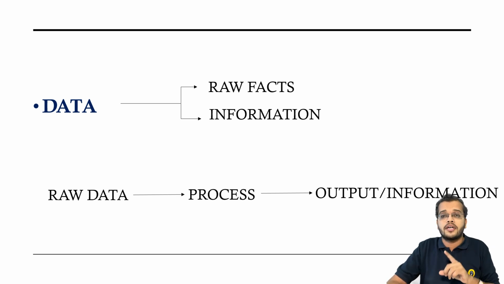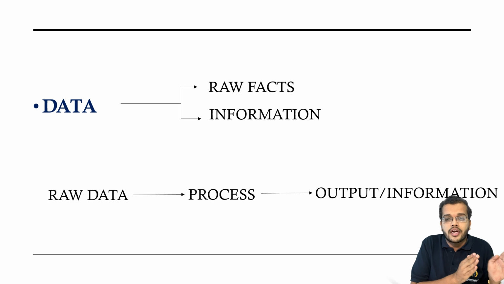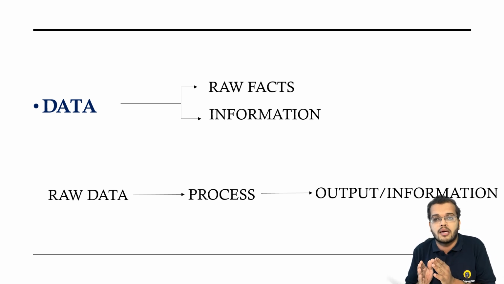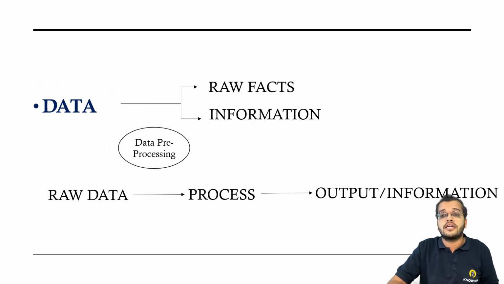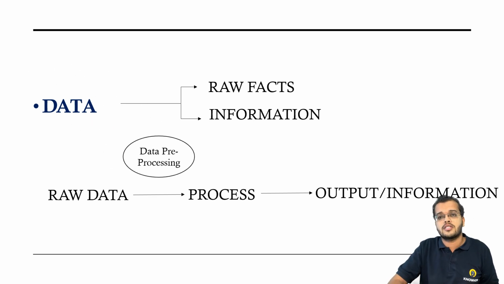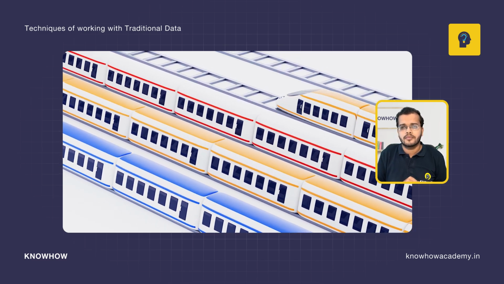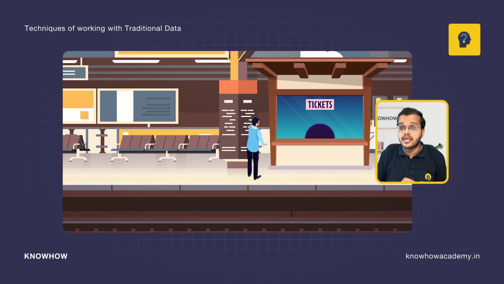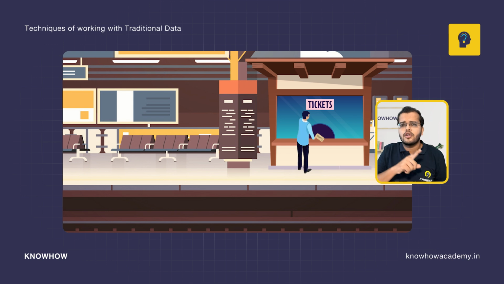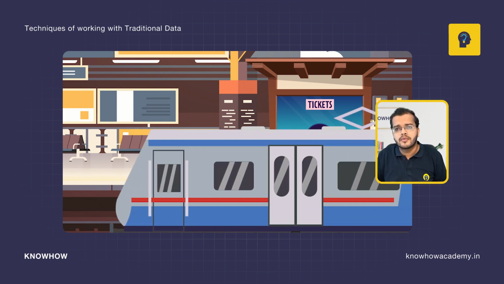Now the important thing is that in between this raw data and the process that we are about to do, there is a small step that comes into the picture, called data pre-processing. This is very important. Let me give you a small example. If you are traveling by train, when you have taken the ticket from the ticket counter, will you directly go and enter into any bogie whichever you want?